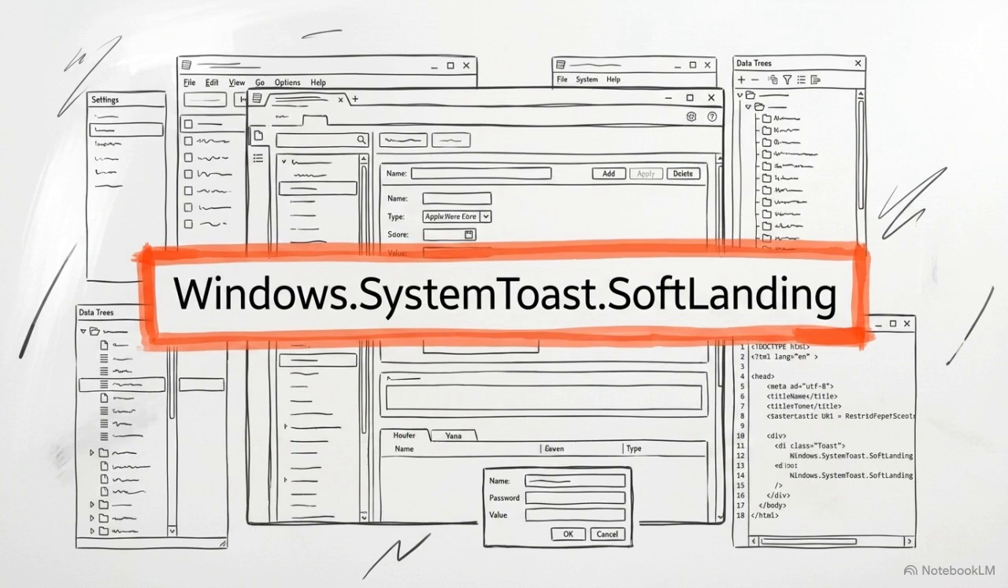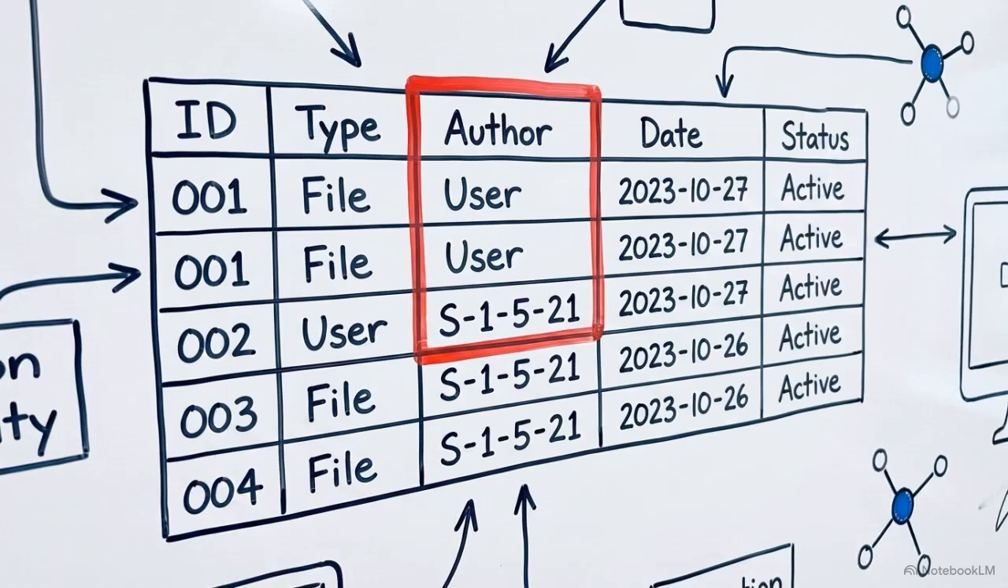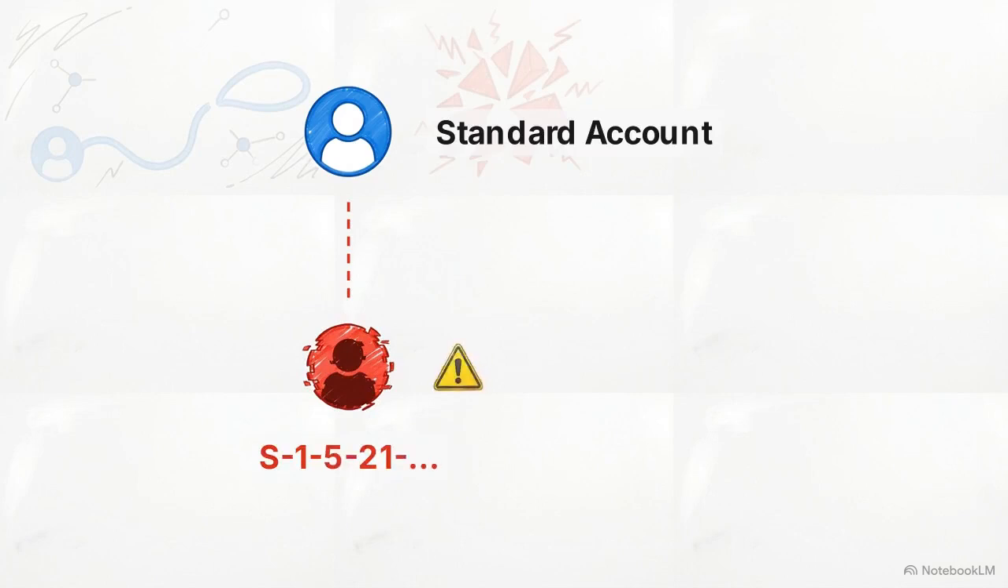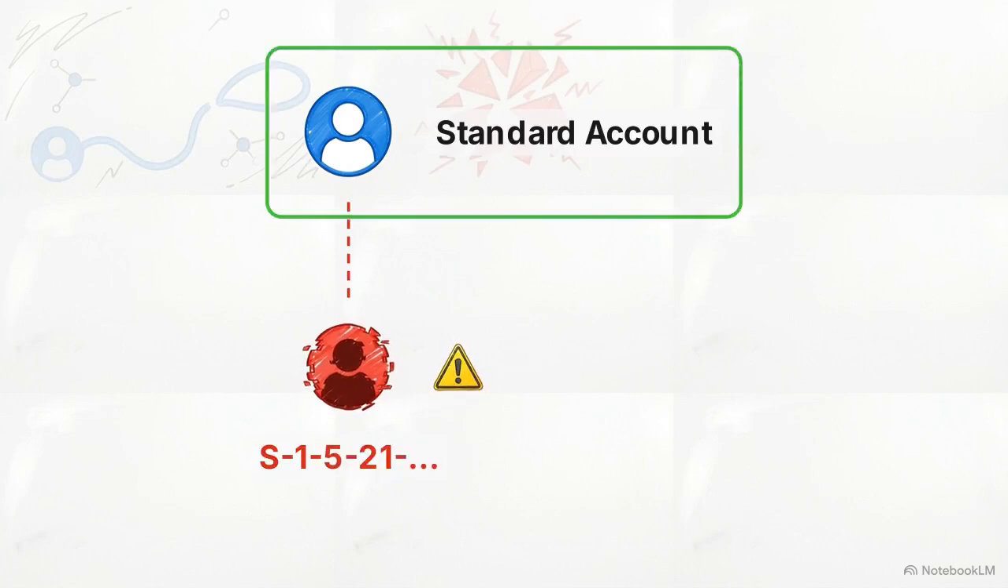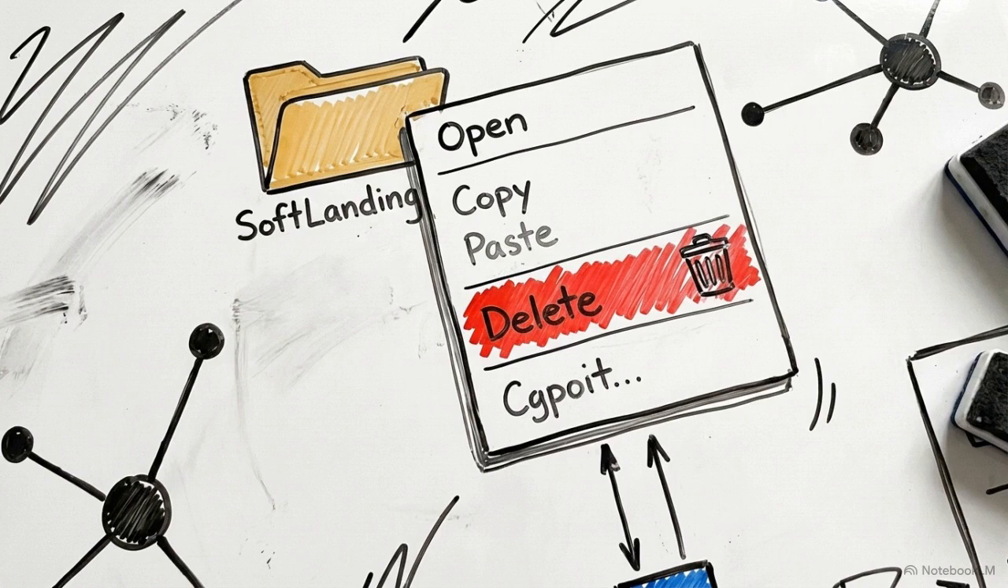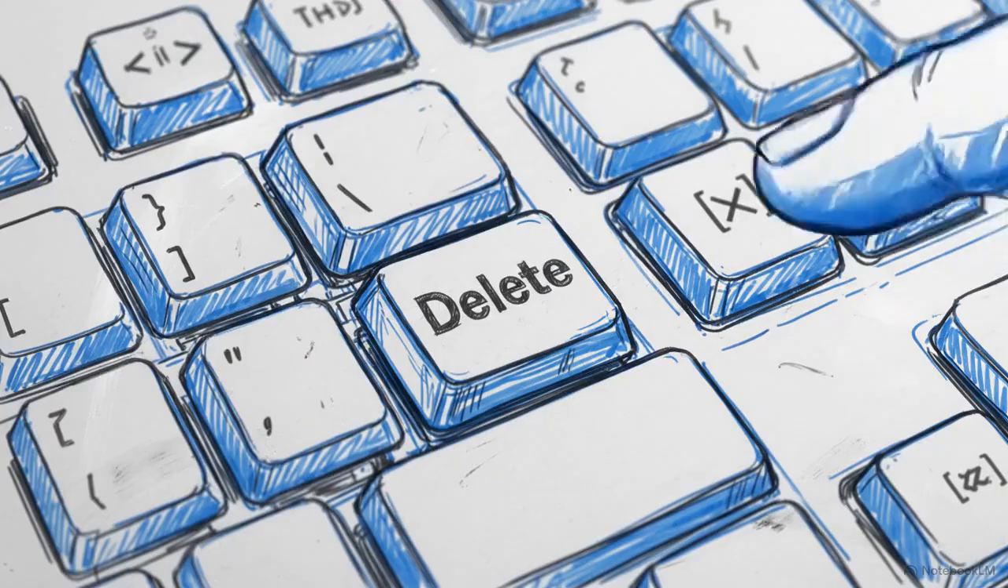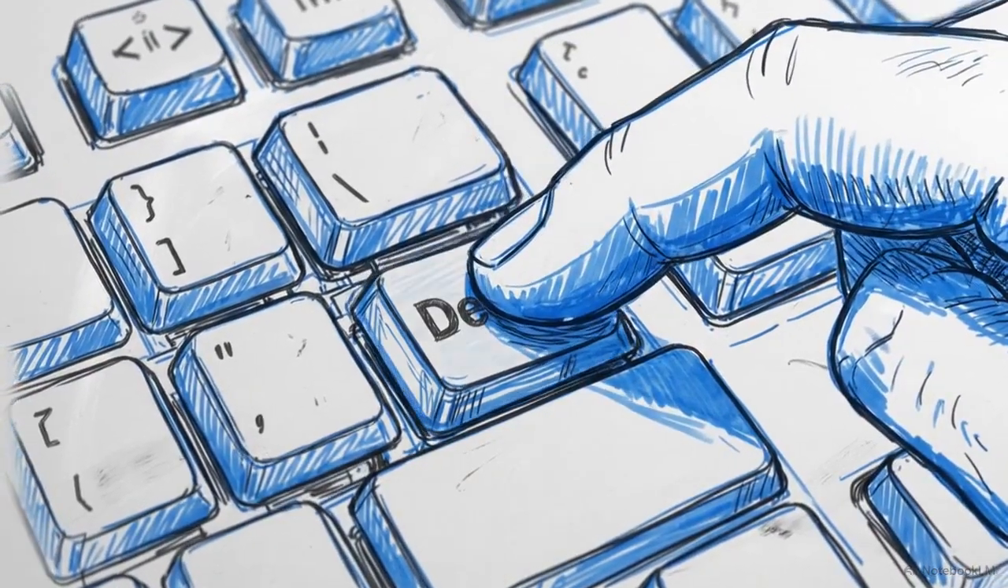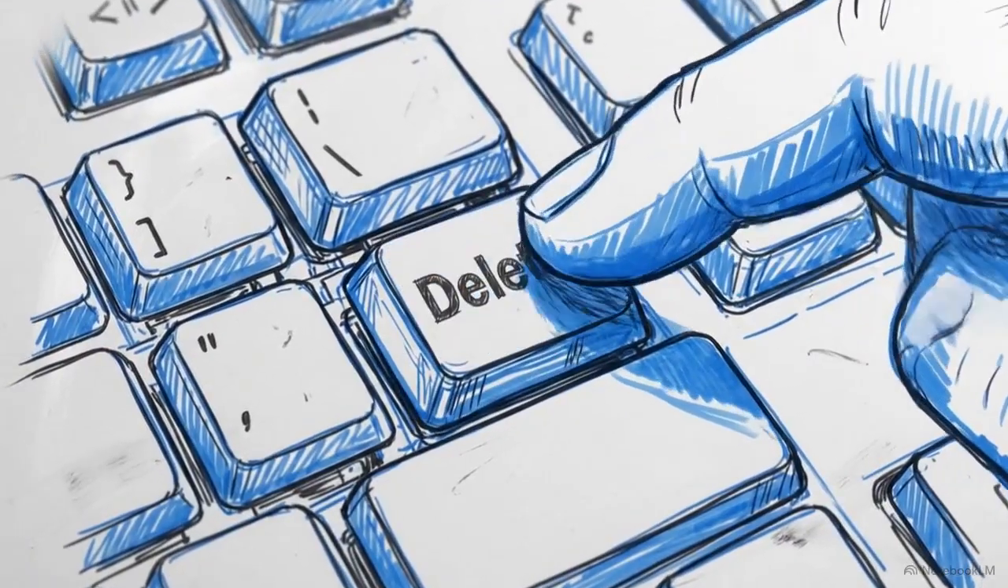Scroll down until you find the hidden folder named windows.systemtoast.softlanding. Inside this folder, check the active tasks for a user ID containing a long string of numbers, such as S1-5-21. This indicates a temporary profile used by the malware to execute its code outside of your standard user account. Right-click those tasks and hit Delete. Then, right-click the parent SoftLanding folder in the left panel and delete that as well. By severing this connection, the malware can no longer automatically relaunch the next time you restart your computer.